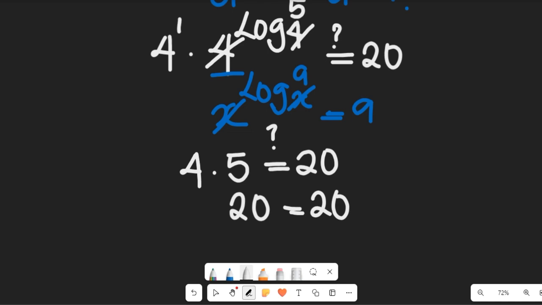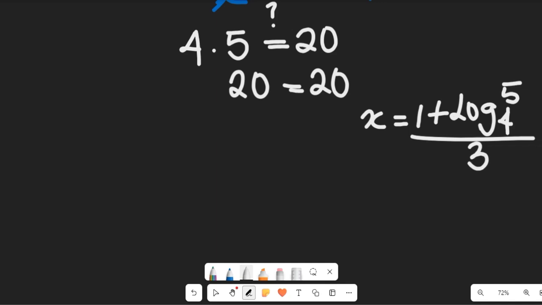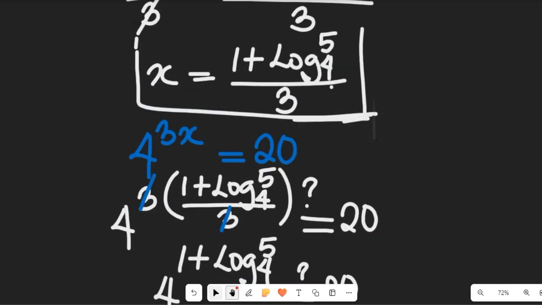So that tells us that the value of x equal to 1 plus log of 5 base 4 divided by 3 is the solution that satisfies that expression given to us up there.